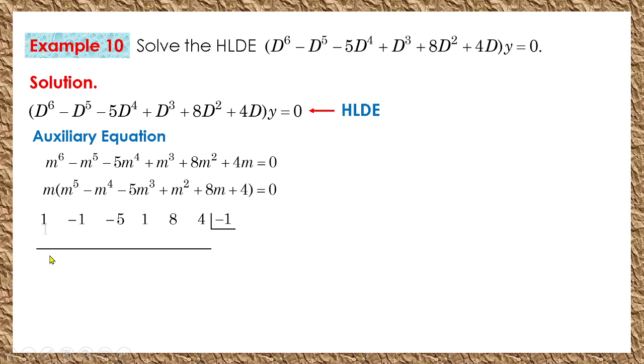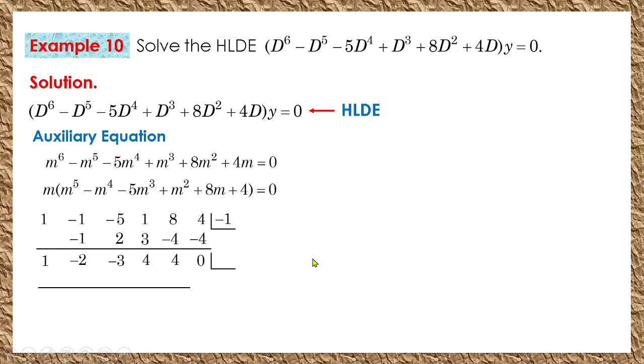So, bring down 1, multiply by negative 1, add, multiply by negative 1, add, multiply by negative 1, add, multiply by negative 1, add, multiply by negative 1, add. See? If the last will not become 0, you made a mistake in the multiplier, or you have a wrong operation perhaps.